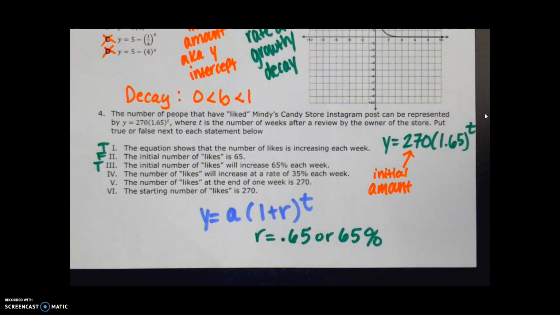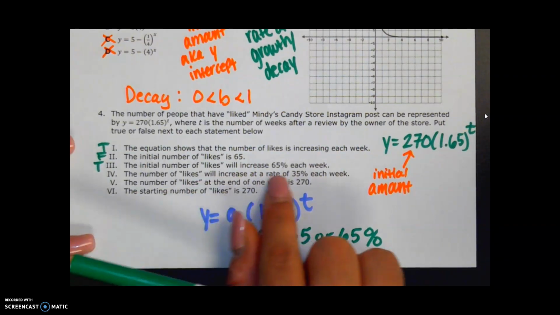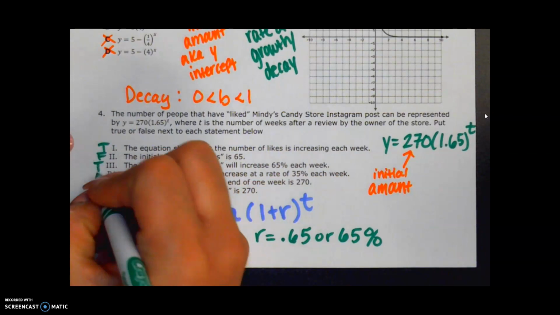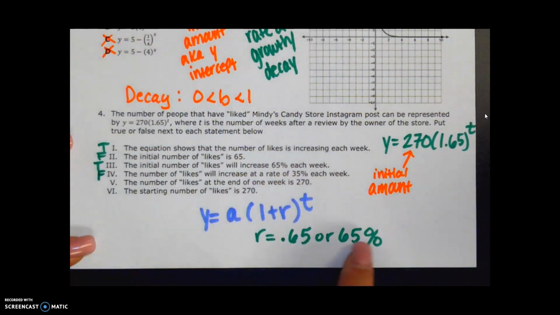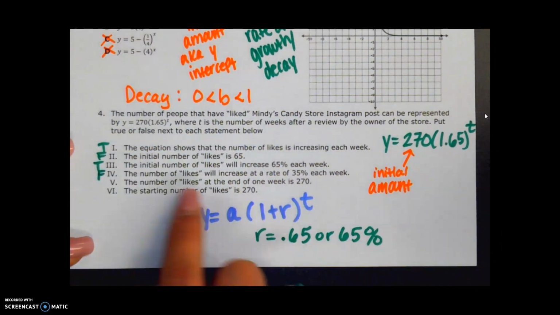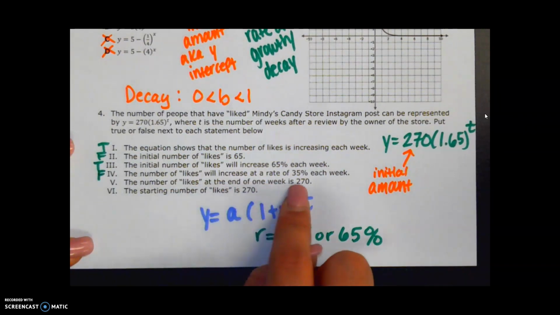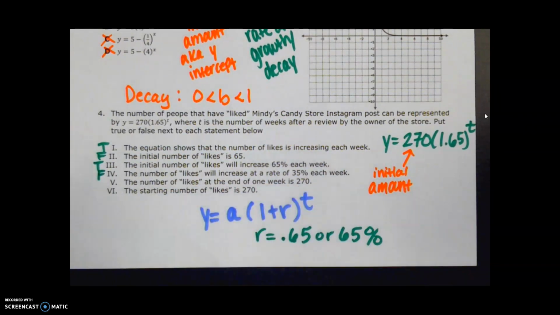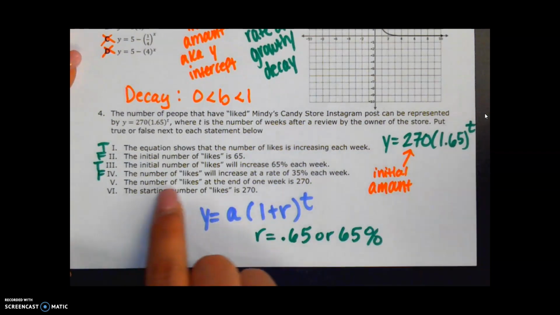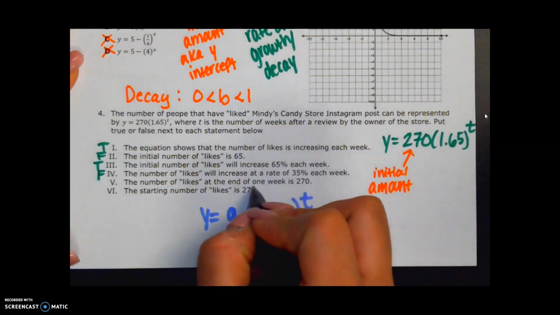Okay, so the number of likes will increase at a rate of 35%. That is false, because it's increasing at 65%. The number of likes at the end of 1 week is 270, so that one we have to do a little bit of math, and we have to plug in 1, because this is 1 week.